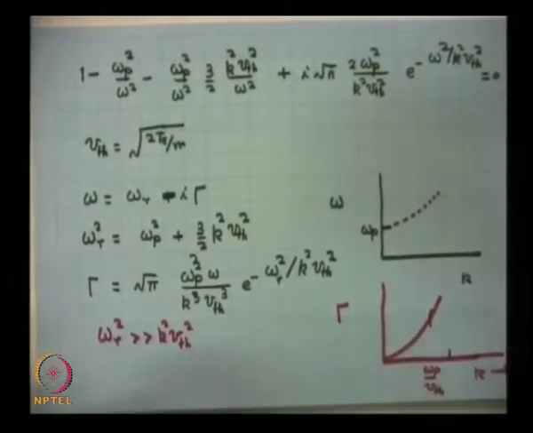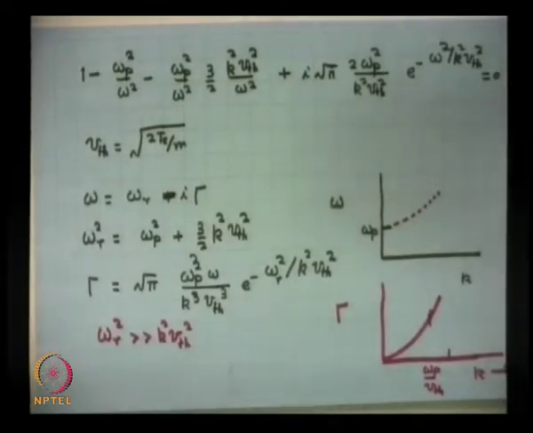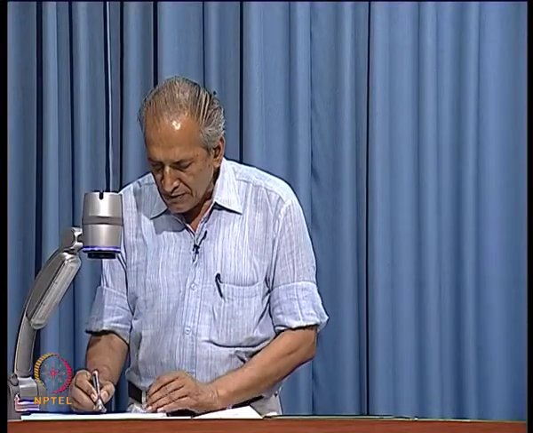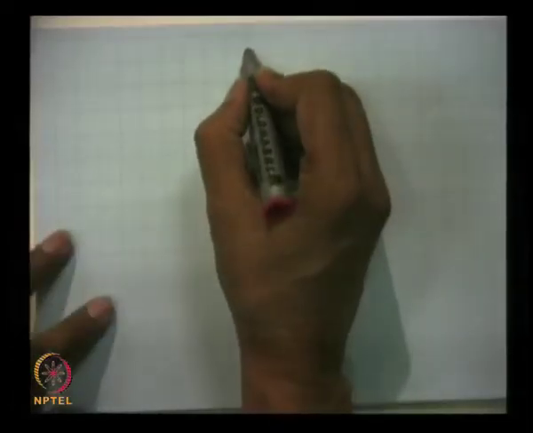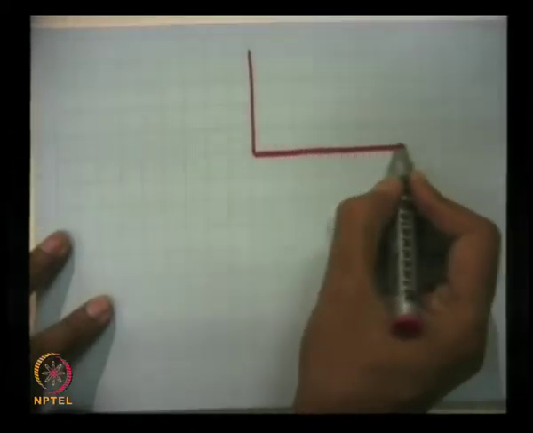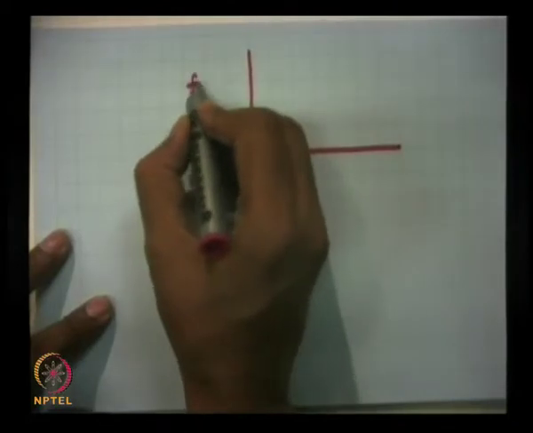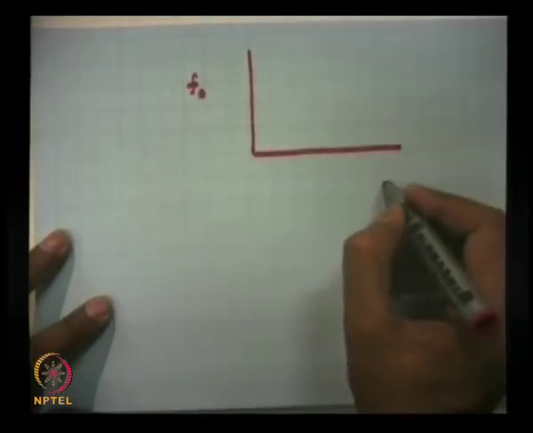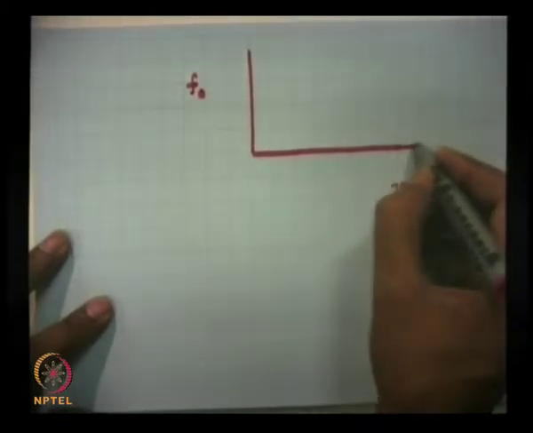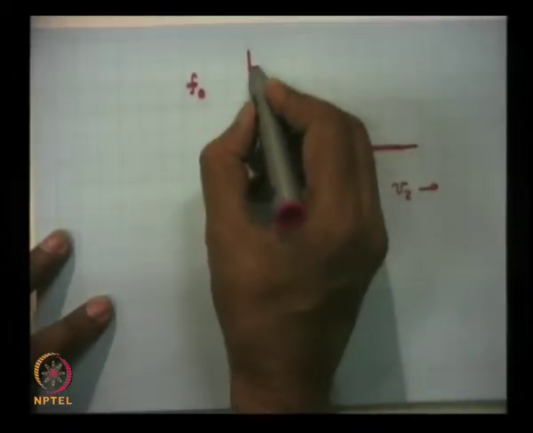And this is a collisionless damping. It will be useful to look at the wave number or phase velocity of the wave over the distribution function. If I plot here f0 as a function of Vz, for a Maxwellian plasma, this goes like this.